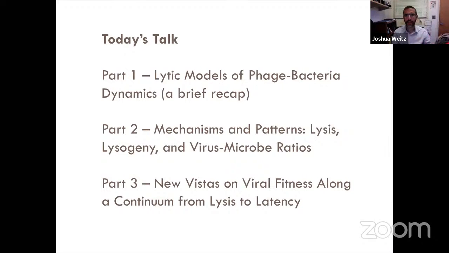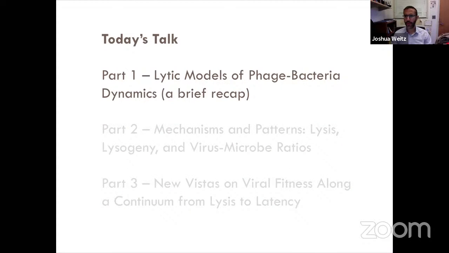I'm going to again ground ourselves in these lytic models via a very brief recap of what I did yesterday, and then spend the bulk of time in parts 2 and 3 talking about mechanisms and patterns having to do with the cellular level mechanism of lysogeny and lysis and how that relates to potential patterns, and then try to explain how we might understand the benefits of lysogeny and strategies that include this alternative pathway in which the viral genome is integrated into the host instead of killing the host that it's infected and releasing new virus particles.